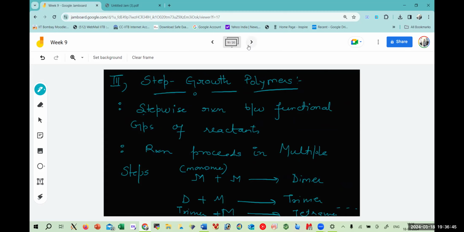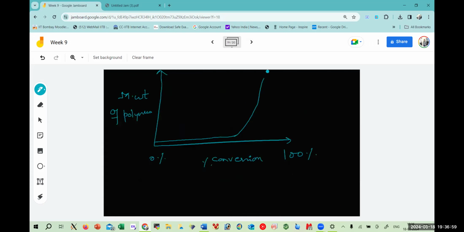We take one monomer, and it combines with another monomer. Sorry, it gives you the dimer. Now this dimer combines with a monomer to give you a trimer, and correspondingly the chain increases. So what we see is a graph depending upon the conversion percentage. Say, for example, at 0%, the reaction has not even started, and how much molecular weight of the polymer are we expecting? It is just constant up to a certain time.